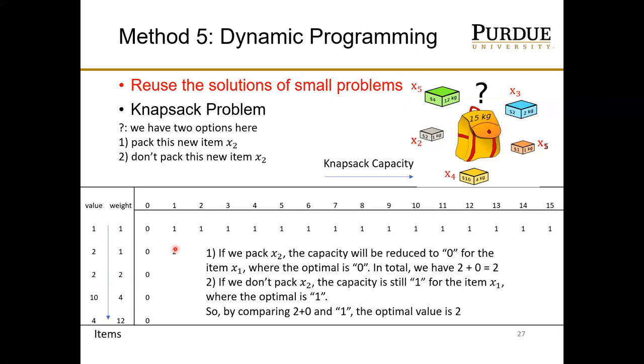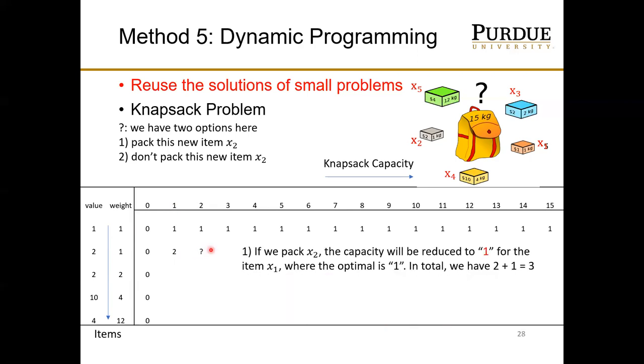Okay, so that's this bigger problem solved, with 1 kilogram capacity and 2 atoms. Then we solve it. So that's the idea of how we do it. We have 2 options and we pick the best one. Then we can solve it. That's 2, correct? Let's do an exercise.